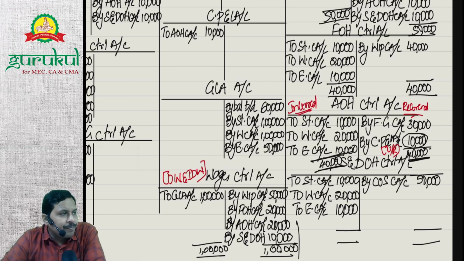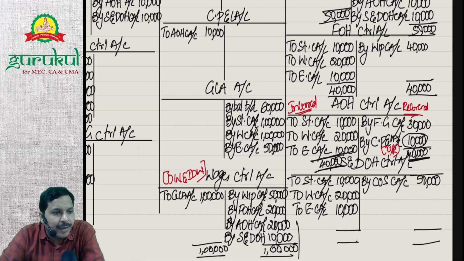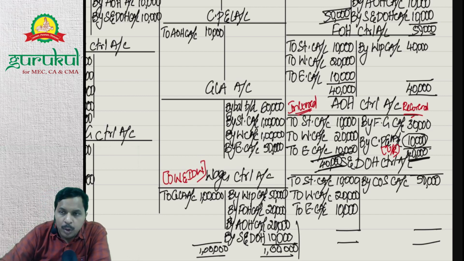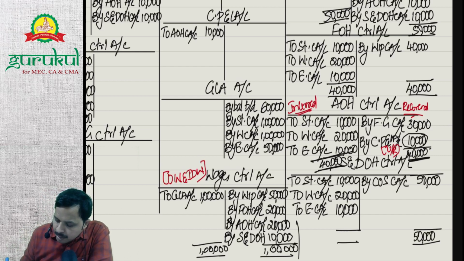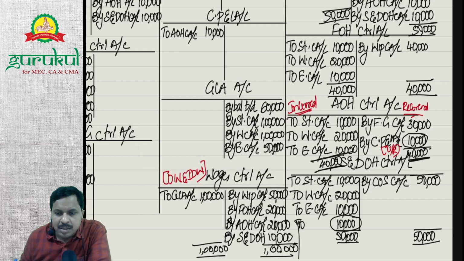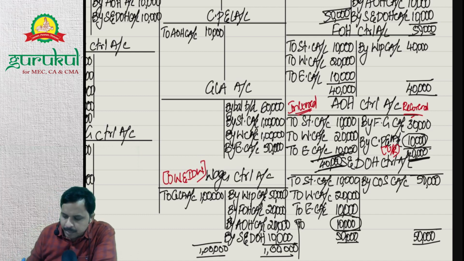Now tell me, we have incurred how much? 40,000. We have recovered how much? 50,000. Now we have over recovery. So let me close that account. 50,000. 10,000 is what? Over recovery. Now what can we write? To costing P&L account, balance carried on.